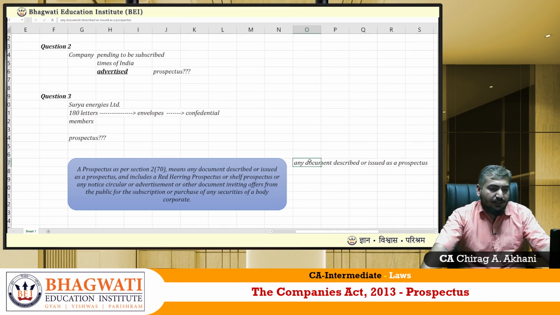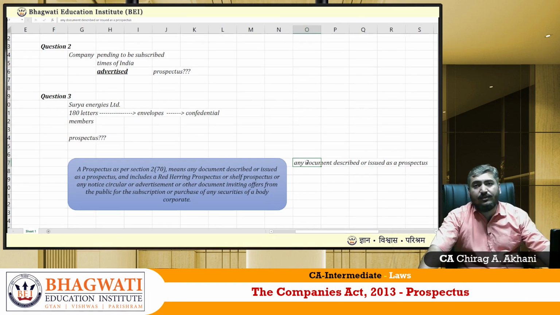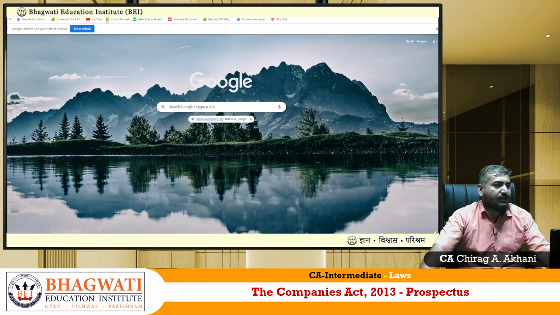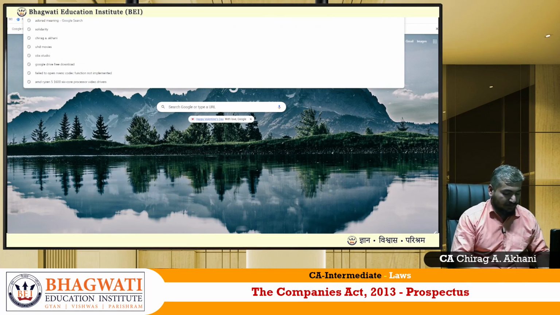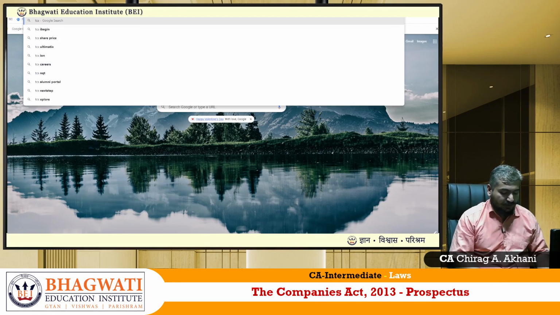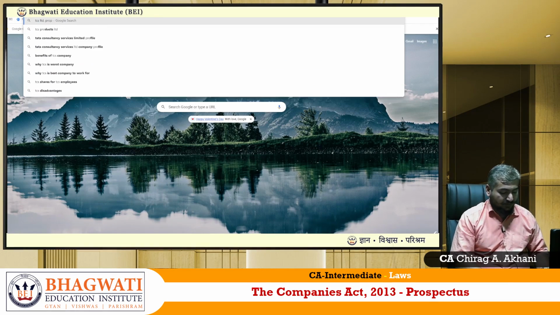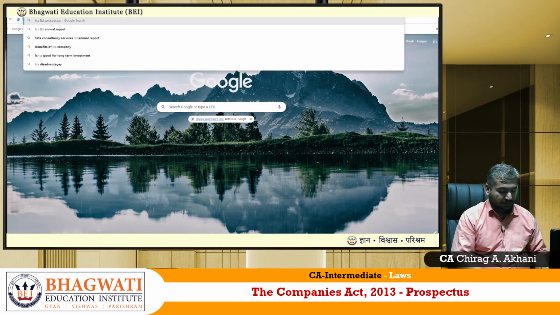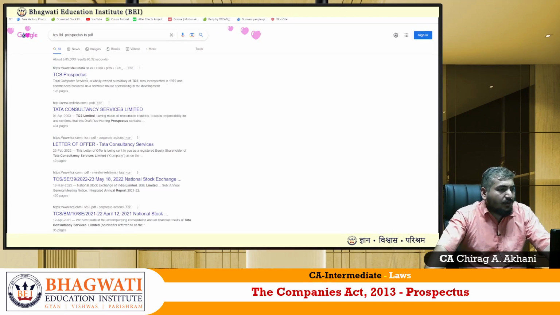Any document described as prospectus. Now, what do you mean by this? It is trying to say that any document formally accepted by the company as prospectus is prospectus. This point says that it is the formal prospectus, officially accepted by the company that yes, this document, this booklet we will consider as prospectus. Practically, if you want to see how it looks, go to the internet browser and just type one company's name, suppose TCS Limited's prospectus in PDF.